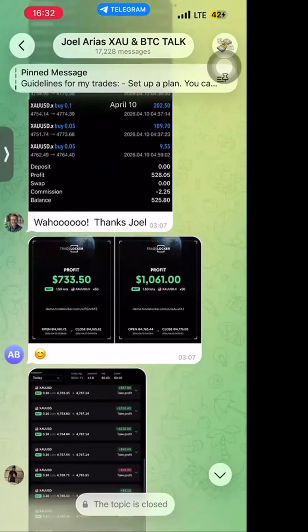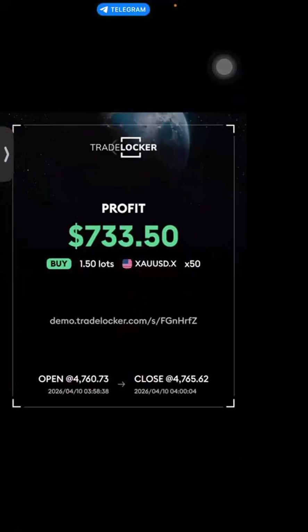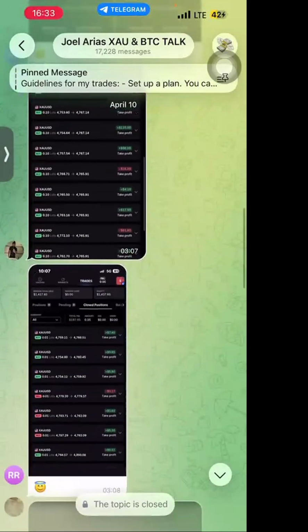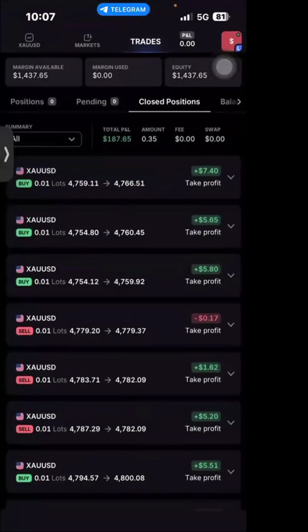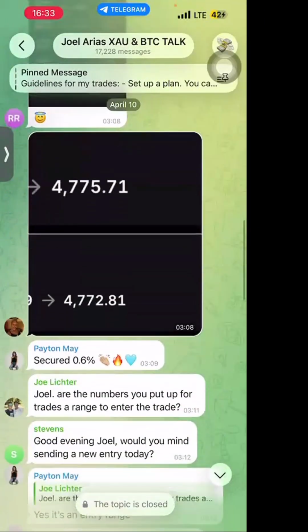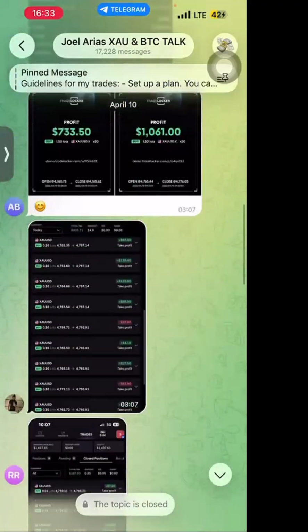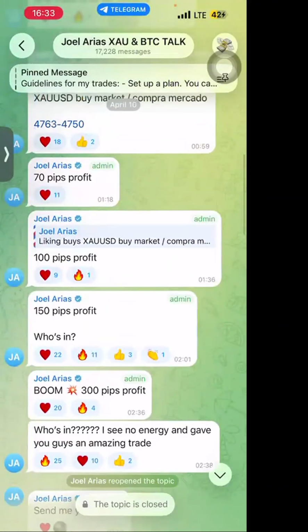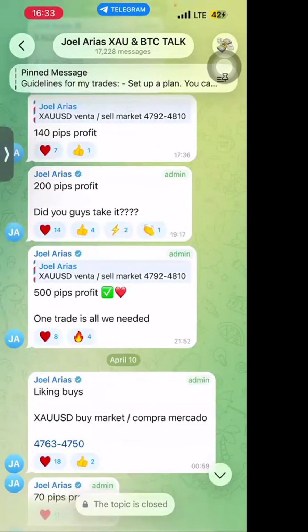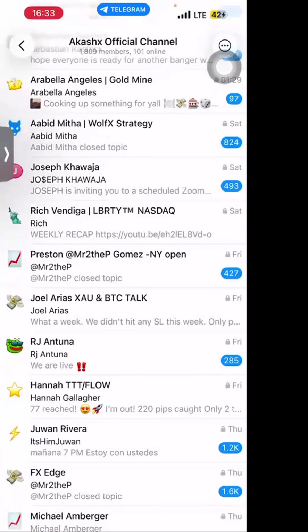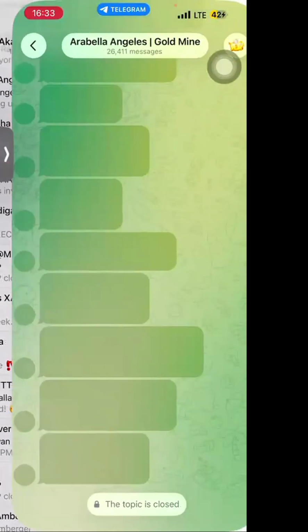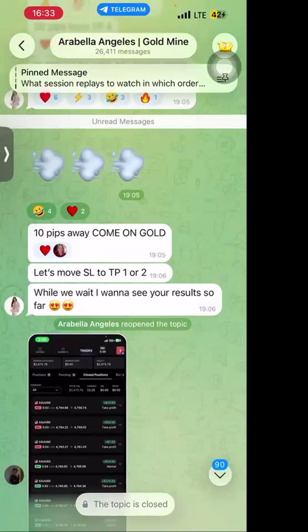People are making $1,000 with Akashx. People are making $700. People are making $187, depending on your risk management. And people are making and withdrawing money every single day, right? With Akashx. Because Akashx educators are not your regular educators. These are professionals. These are people in the US, UK, Canada, different parts of the country, right?